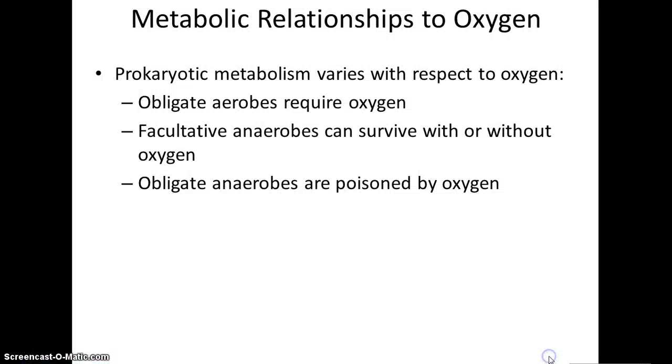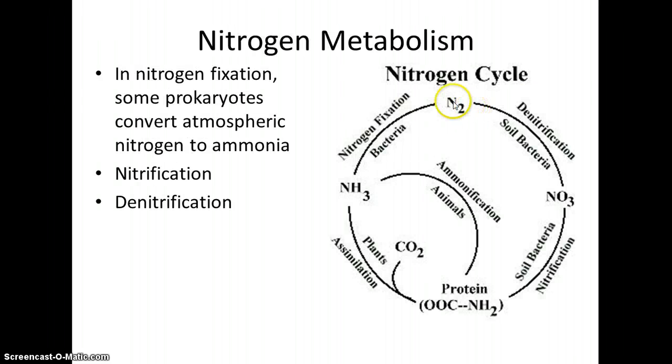Okay, here we are. Video 2. Again, we talked about the relationship of bacteria to oxygen. And here's another important thing that certain bacteria do.